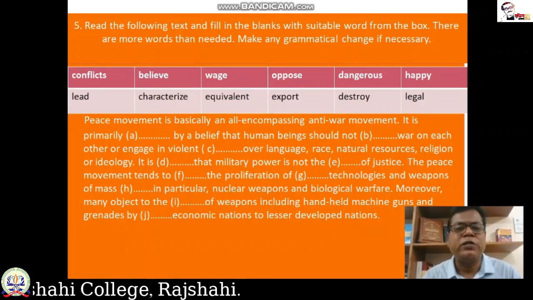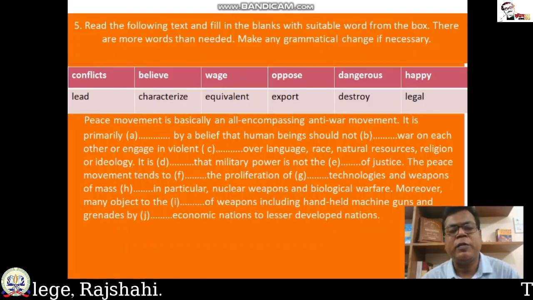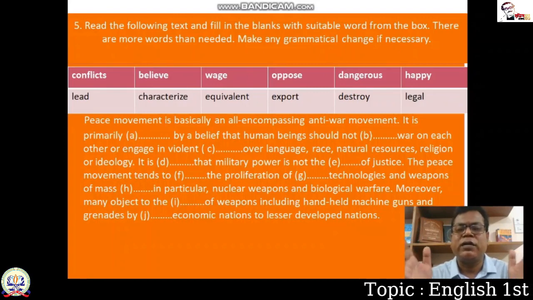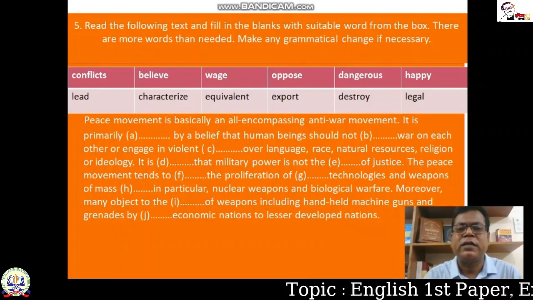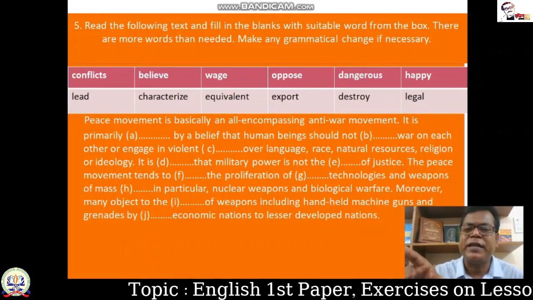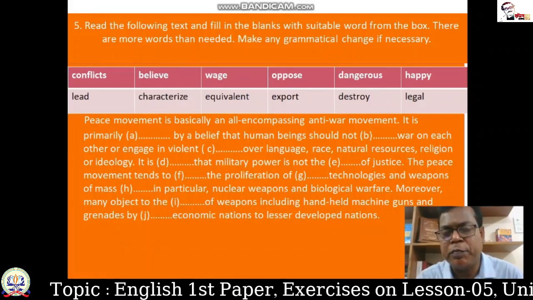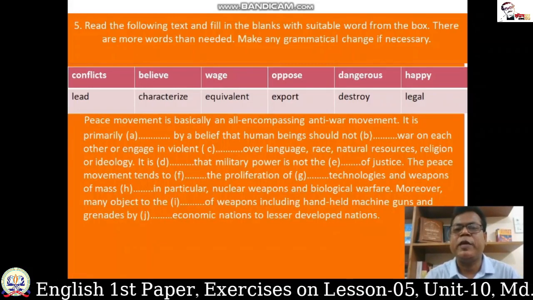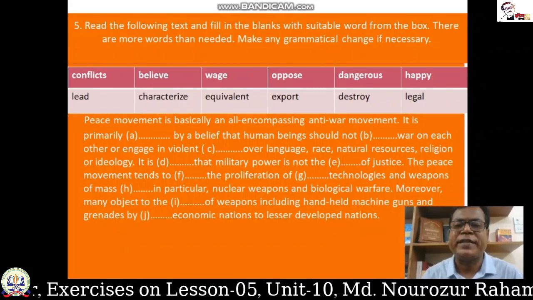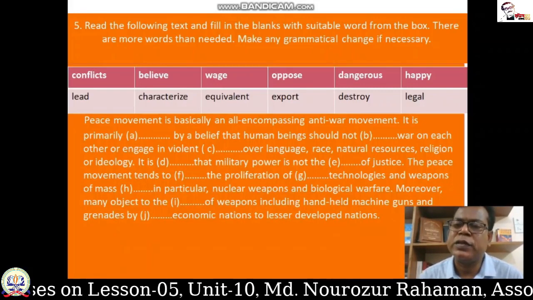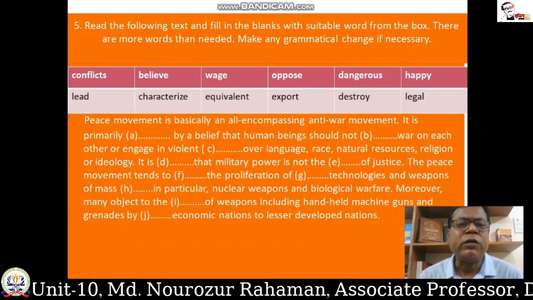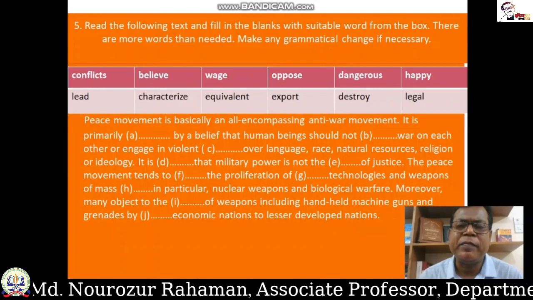Human beings should not wage war on each other or engage. Human beings should not engage in violent. But the text or the unit is about conflict and peace, peace and conflict. So human beings engage in violent conflicts, but the peace movement organizers believe that human beings should not wage war on each other or engage in violent conflicts over language, race, natural resources, religion, or ideology. So conflicts will be the correct answer for gap C.